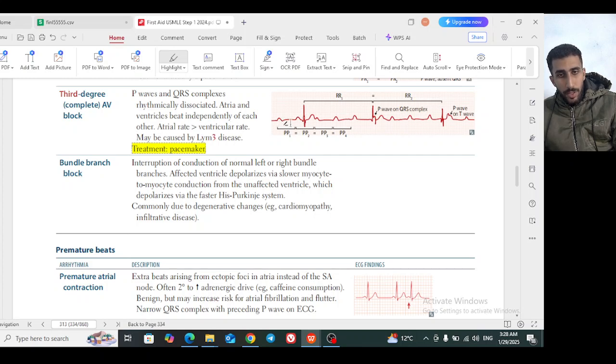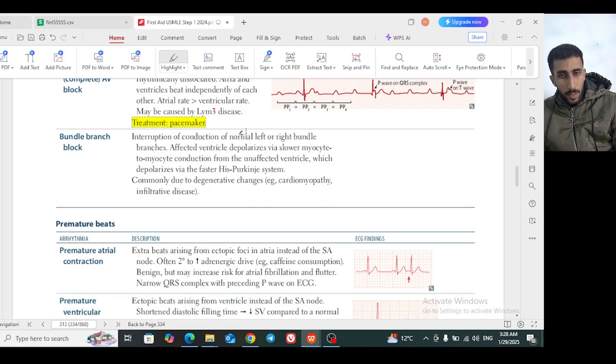But if you notice, the atrial rate here is more than the ventricular rate. This is very normal. The cause of this may be Lyme disease. We will go through this in the infectious disease chapter.